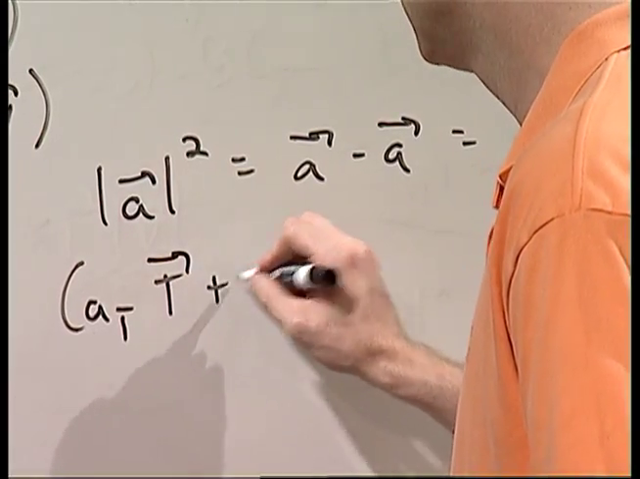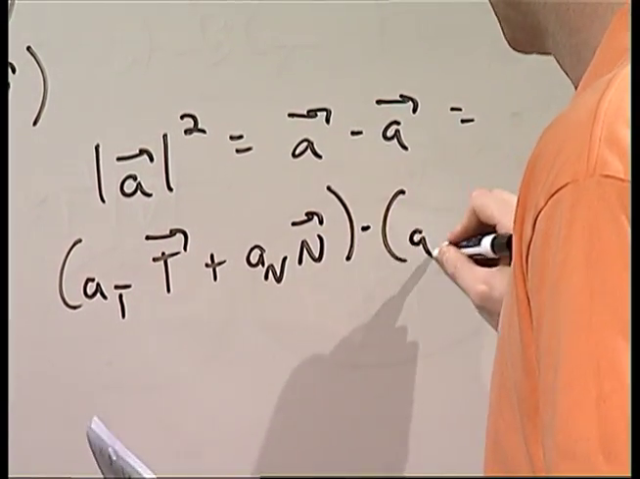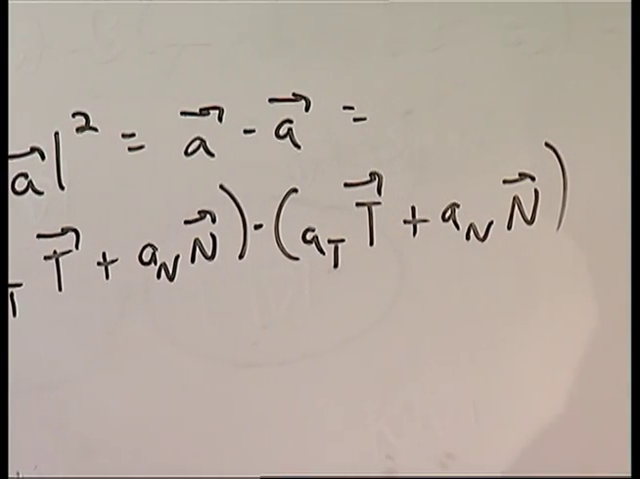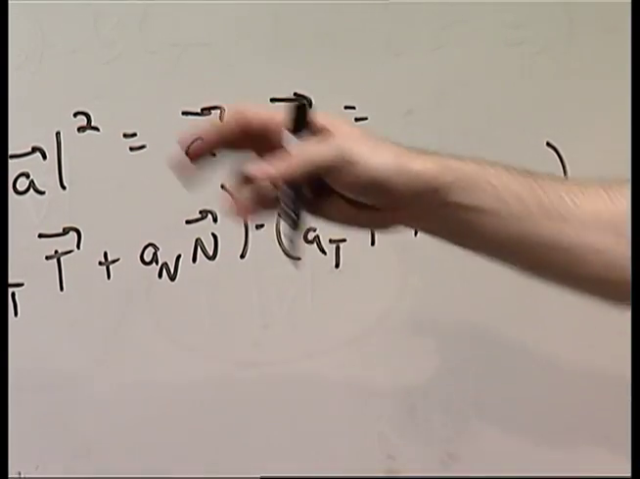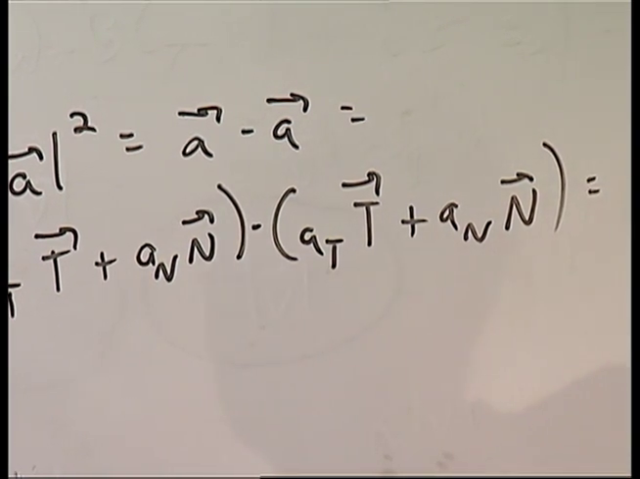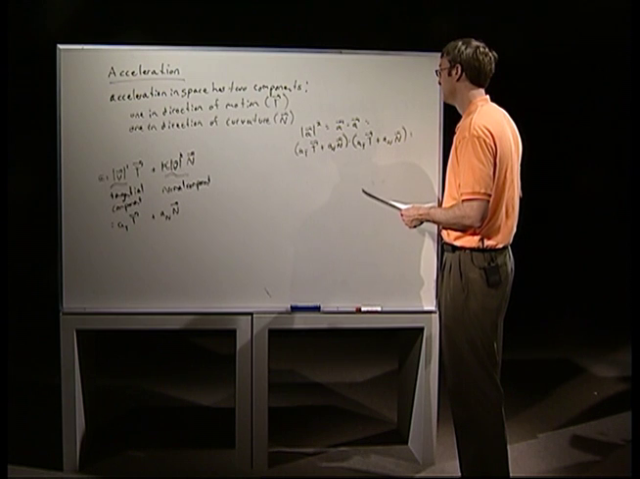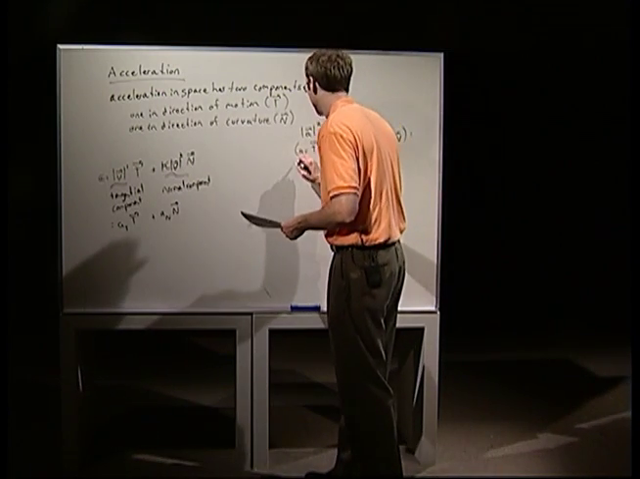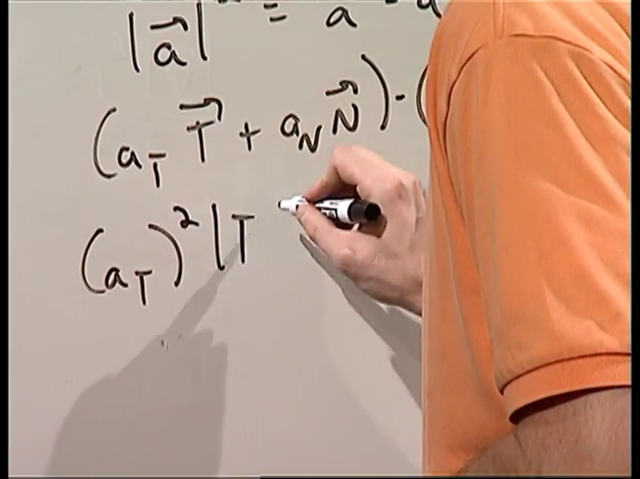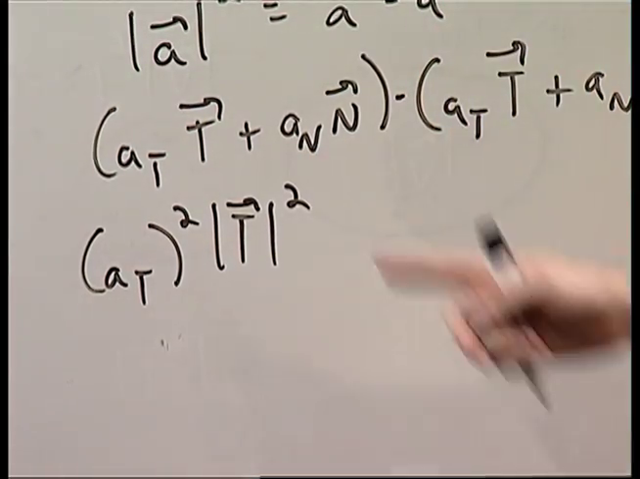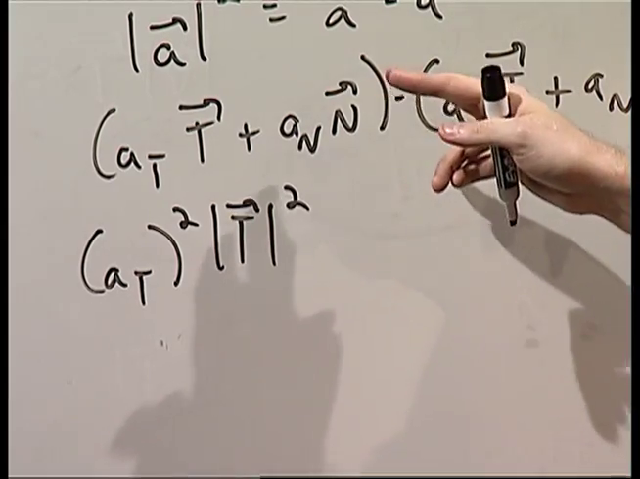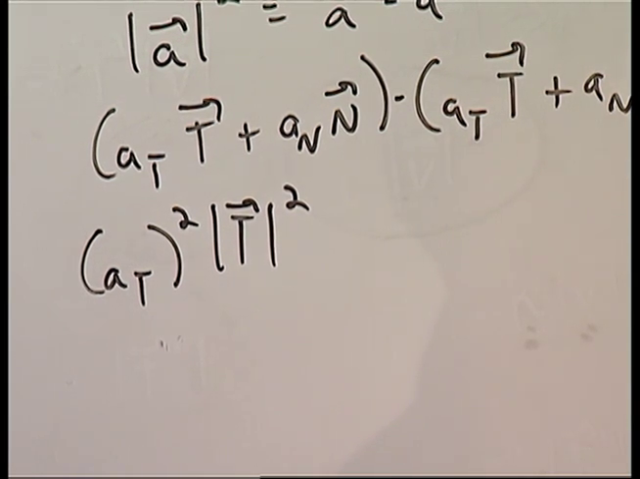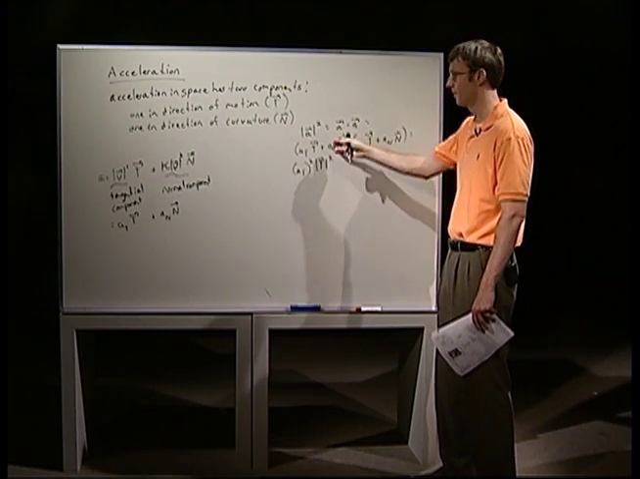So this is a sub T times T plus a sub N times N, dotted with a sub T times T plus a sub N times N. That's just A dot A written in expanded form down here. And so we can do literally a foiling here. In other words, what we have here is a sub T squared times the length of T squared. So this is literally that times that, and that times that. It's the typical FOIL applied to constants on vectors. And you could check and see that this is in fact true. This does work for vectors.